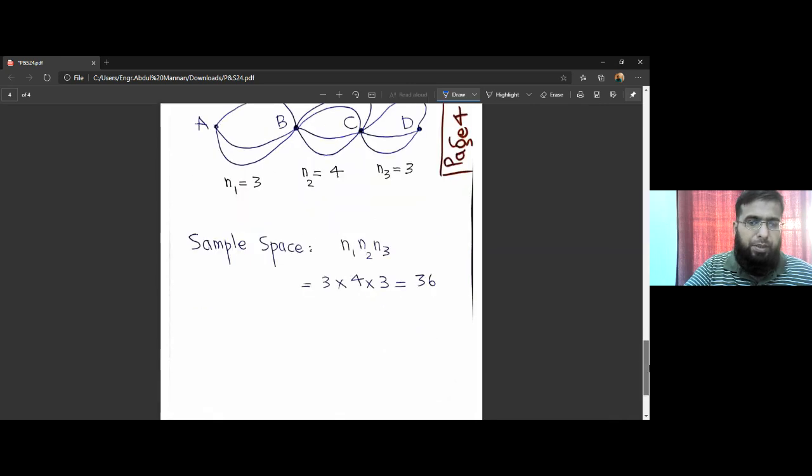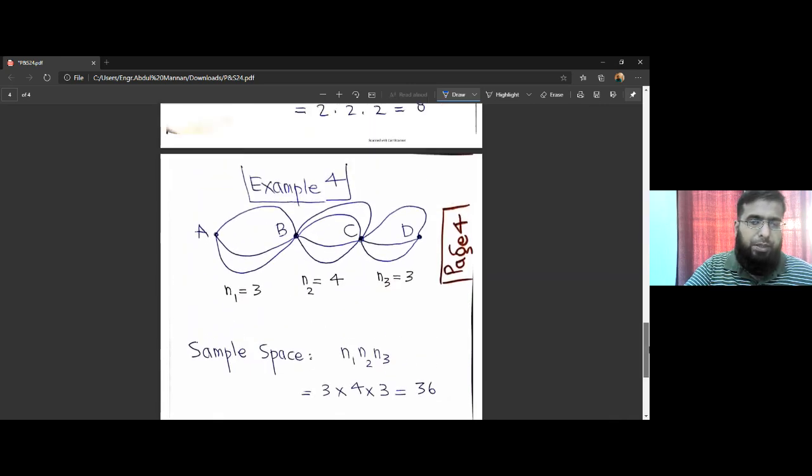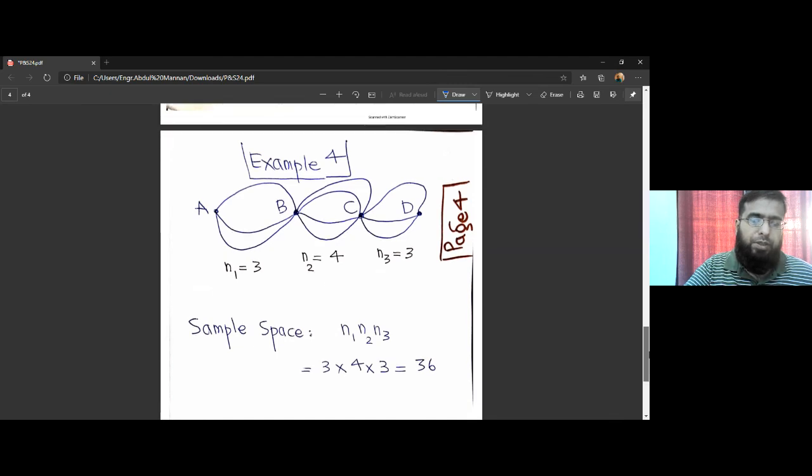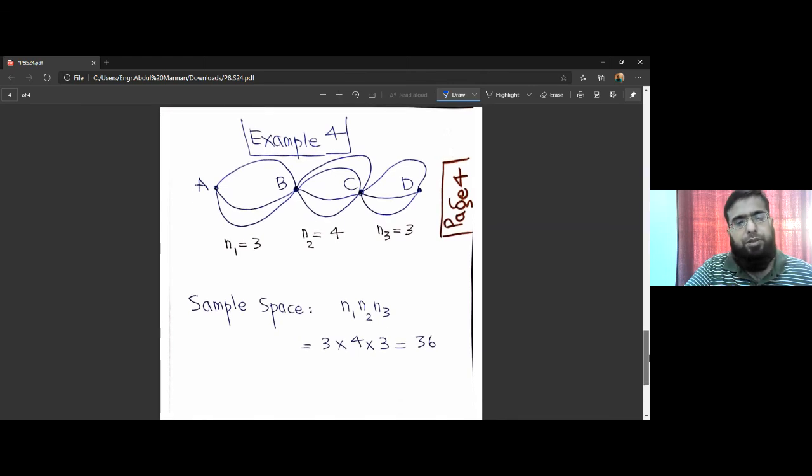Continuing this mn rule, we will take our discussion to permutations and combinations, which are very famous techniques in probability and statistics. We'll study permutations and combinations in our next lecture.